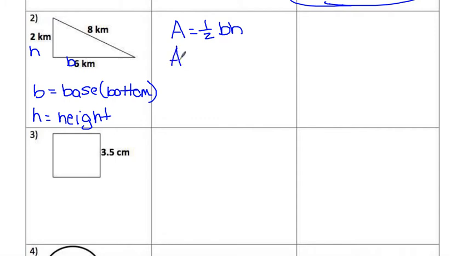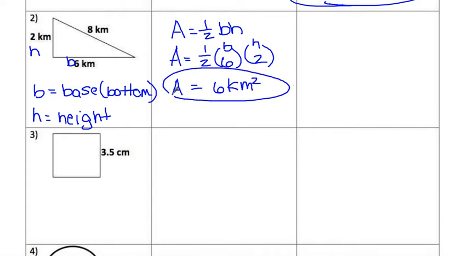So we're going to fill in the formula, and I'm going to leave the little blanks for the B, and I'm going to leave a blank for the H. And then I'm going to come back and fill those in. B is 6, H is 2. You can use your calculator. 1/2 times 6 is going to be 3, and then 3 times 2 is 6. And we're measuring in kilometers, and remember area squarea.